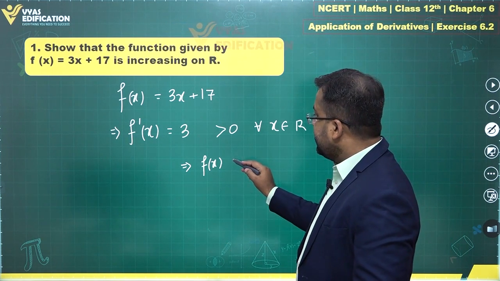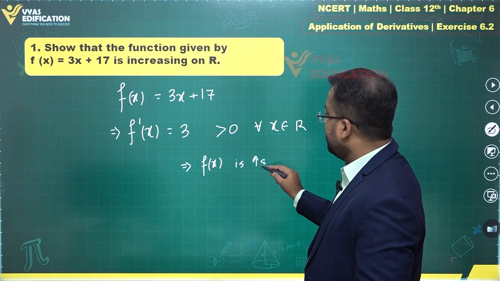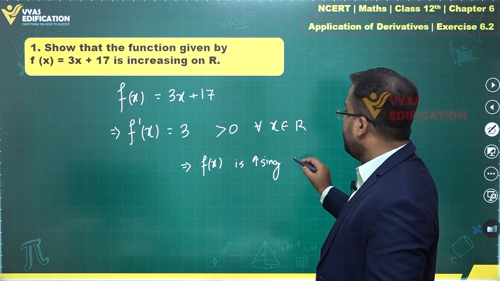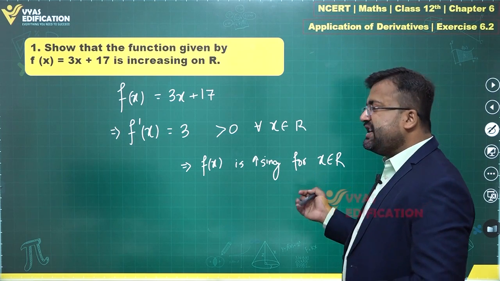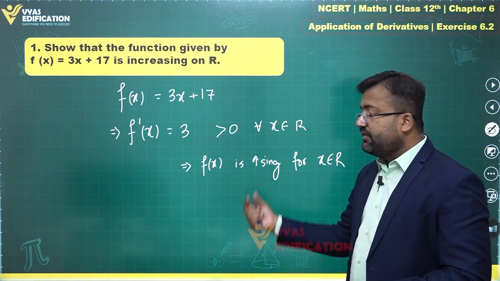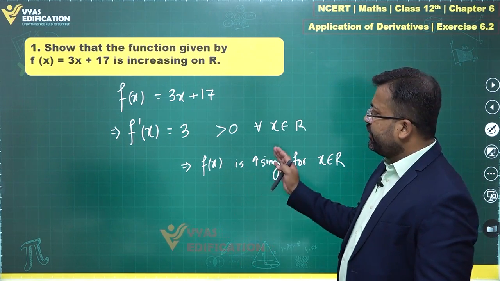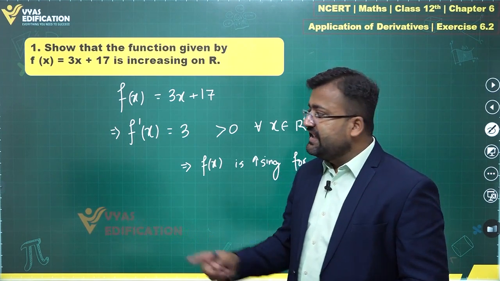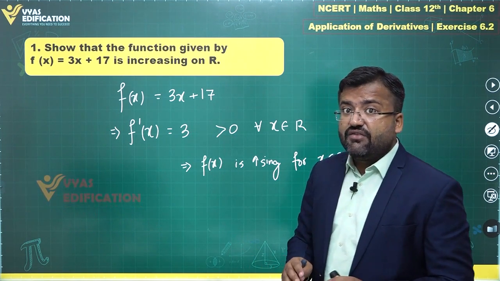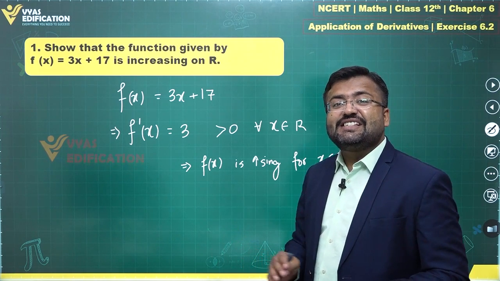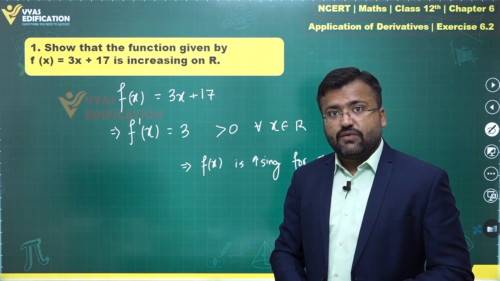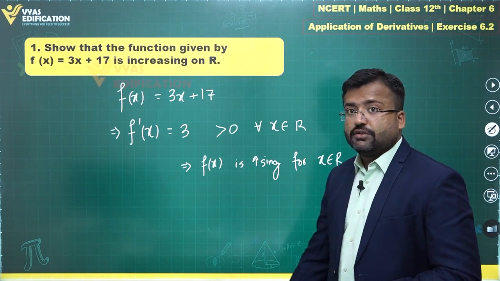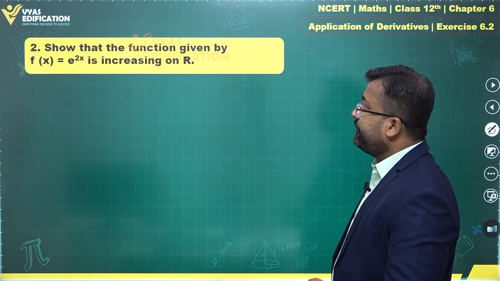Therefore, f(x) is increasing for x belongs to R. At all points in this interval, the function f(x) is increasing. That's what you can observe over here. Moreover, since this is always greater than 0, this is never 0, you can say that this function is strictly increasing as well, right? That is all in this question. Let's move on to the next one.